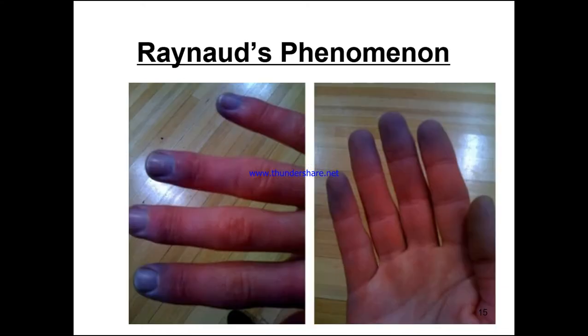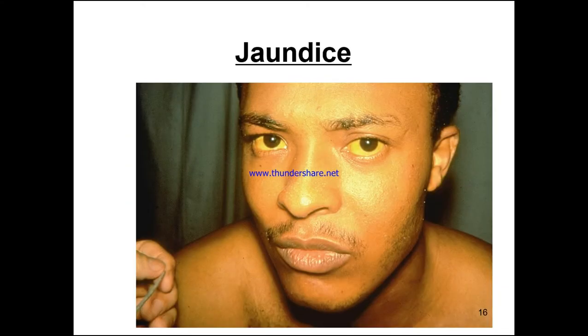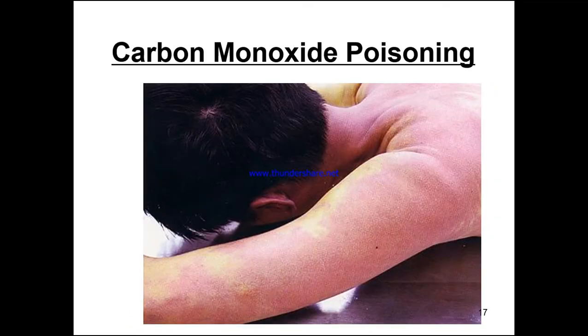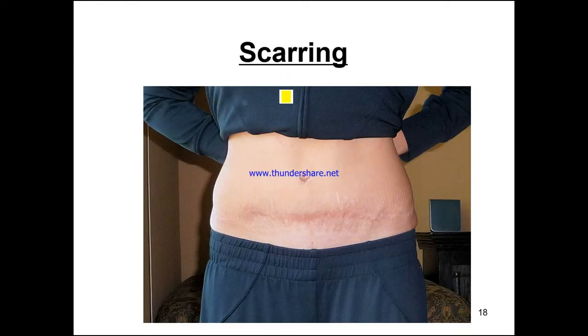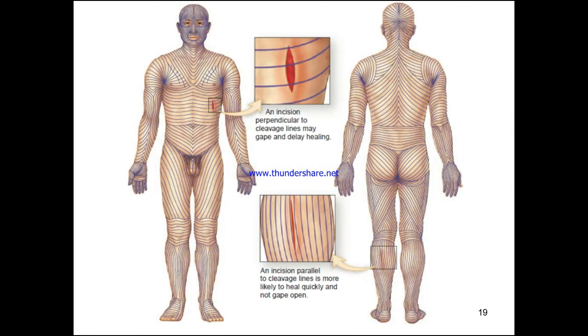Other signs and symptoms that we can see within the integumentary system. Signs of jaundice: jaundice appears as yellowing of the skin of the integumentary system. Carbon monoxide poisoning: we see this blue purply tinge in patients who have acquired carbon monoxide poisoning. Scarring is something that we will often see as physicians, clinicians in practice.